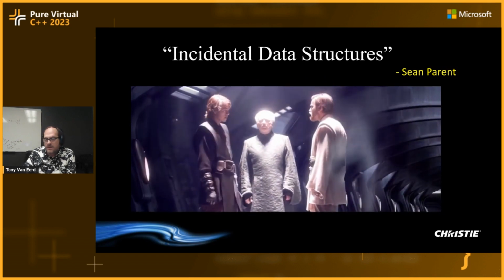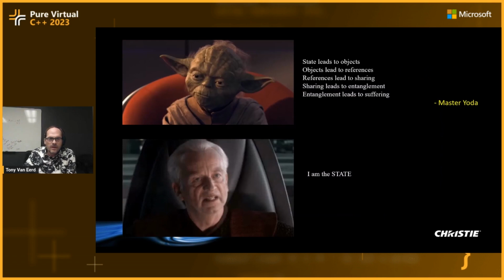Yeah, I really think almost all code looks like this. Everyone's code base is full of incidental data structures. And Yoda's trying to convince us not to entangle it, and Palpatine's just going the other way. I'm pretty sure that's what he says, right? I am the state. Yeah, I think that's it. So how, what are we going to do about this entanglement?